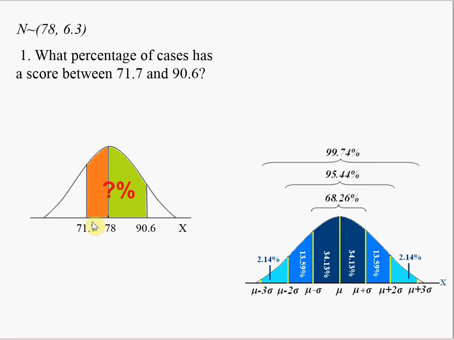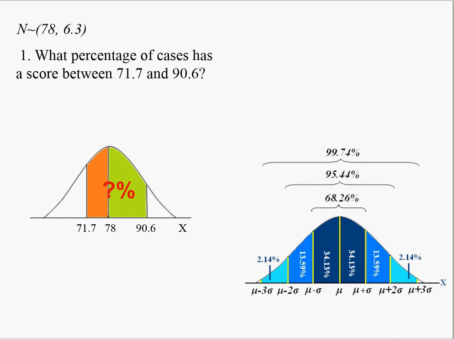Now let's do one at a time. First, find the percentage from the mean to 71.7. Let's use this chart as a guide. We know from the mean to one standard deviation, you have 34.13%. So now we need to figure out how far it is between 78 and 71.7. How many standard deviations is it? Is that one standard deviation or two standard deviations? How do we figure that out?